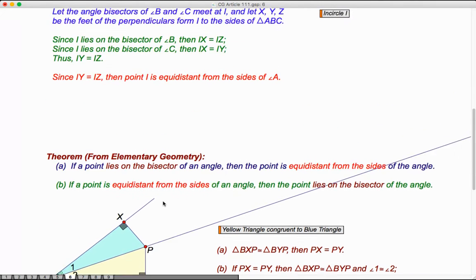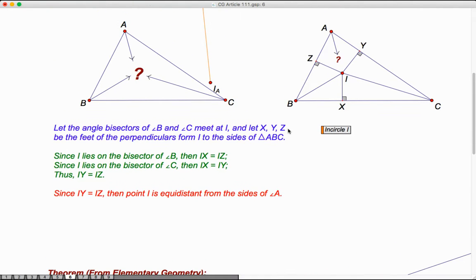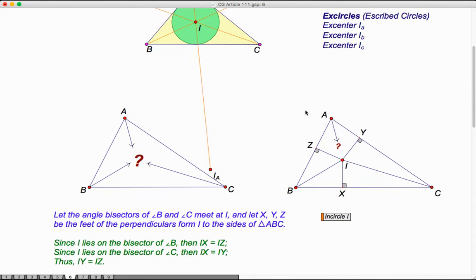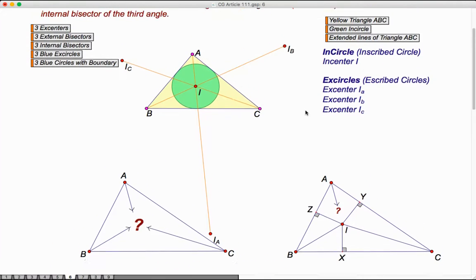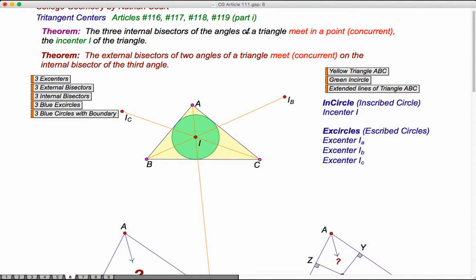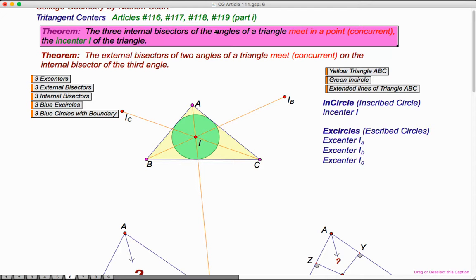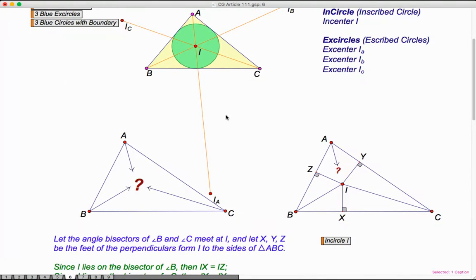So what we say is that every time a point is on the angle bisector, it is equidistant from the sides. So let us prove this theorem, okay? The three internal bisectors are concurrent. So first we want to know whether these three lines will actually meet in one single point. Two lines will always be intersecting. So this angle bisector and this angle bisector, let us assume that they meet at point I.